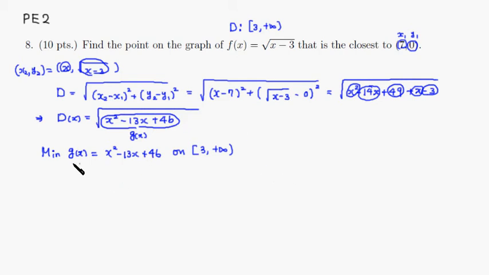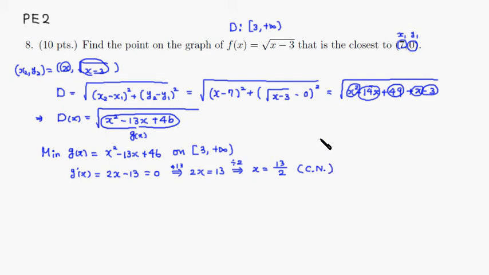Let's take the derivative. g prime of x is equal to simply 2x minus 13. Set that equal to 0 to find the critical number. Add 13 to give 2x equals 13, then divide through by 2 to get x equals 13 over 2. So this is a critical number.